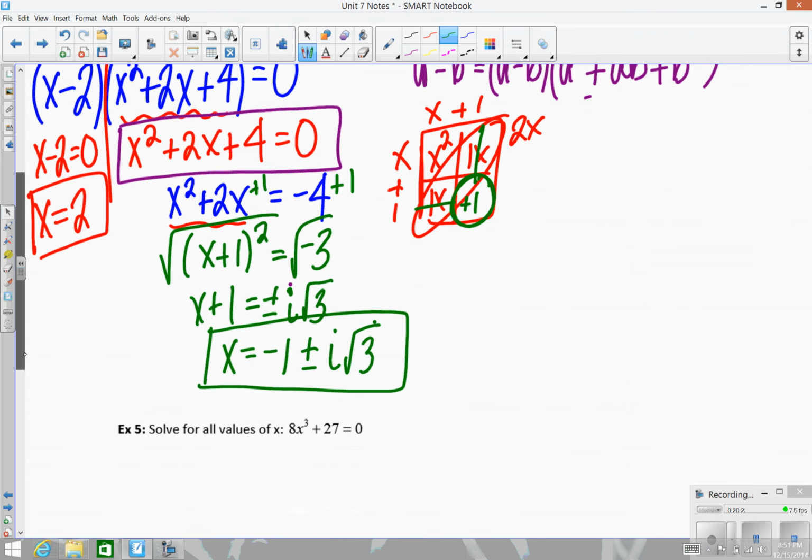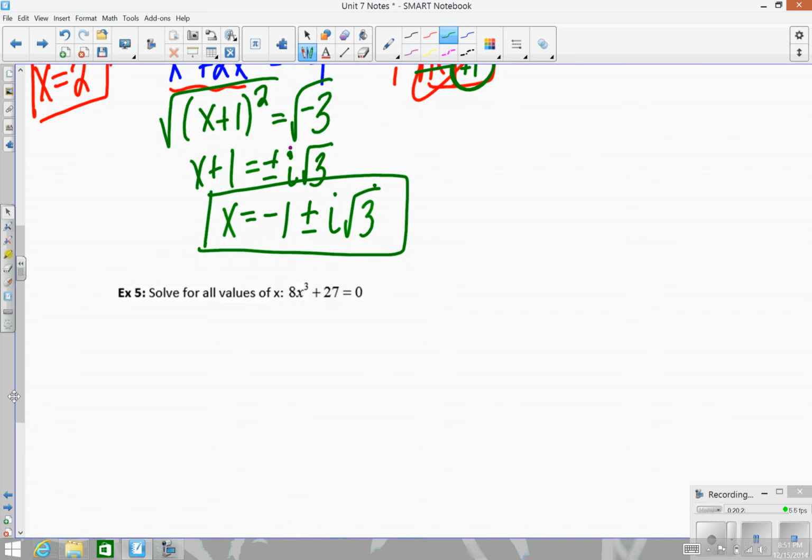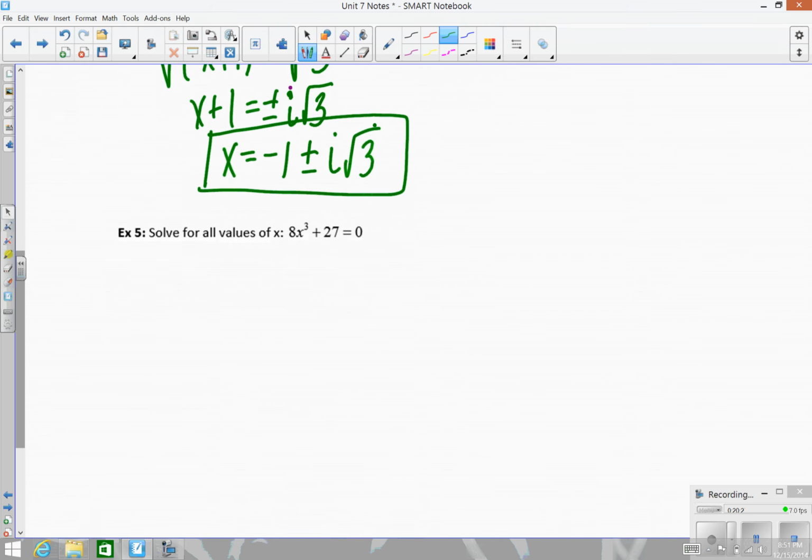So one last problem that'll be using the sum formula. So this problem here, if you notice, you have perfect cubes. So this is going to be the sum of perfect cubes.